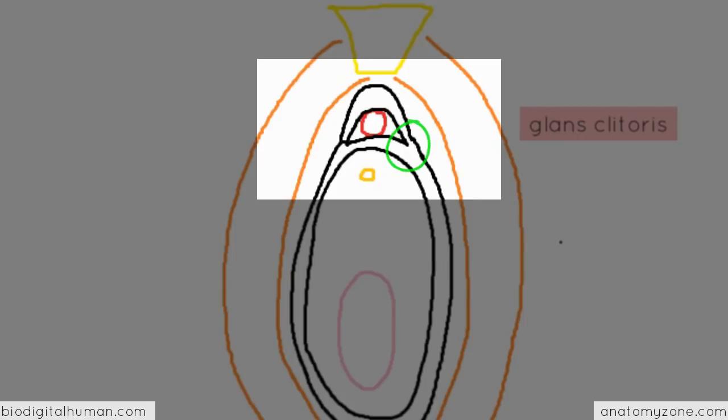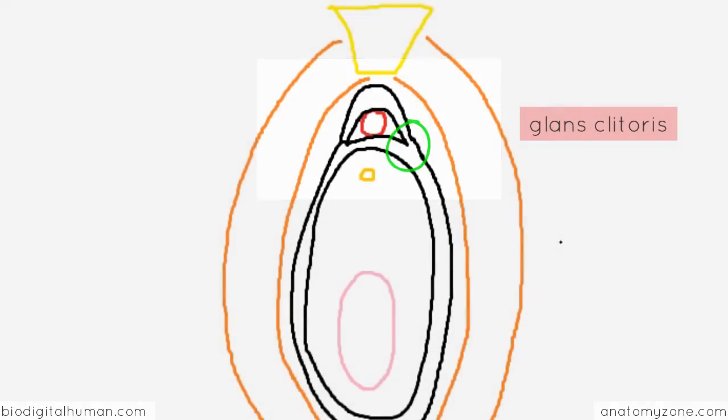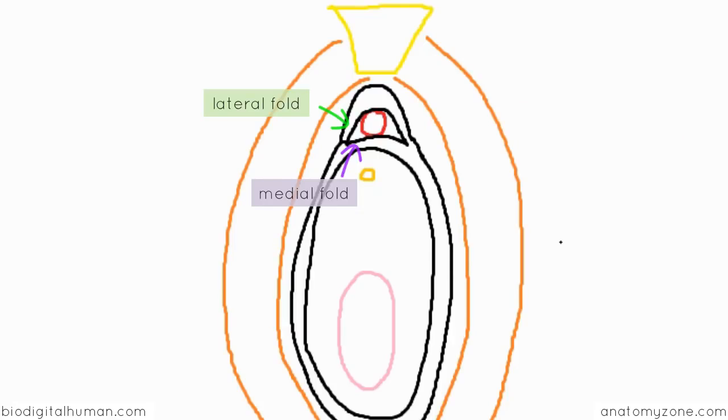So this bifurcation produces two folds. You've got a lateral and a medial fold. So anteriorly, the lateral folds meet in front of the clitoris, and they form what is known as the hood of the clitoris, or the prepuce. The medial folds, however, join together and attach to the posterior aspect of the glans clitoris to form the frenulum.